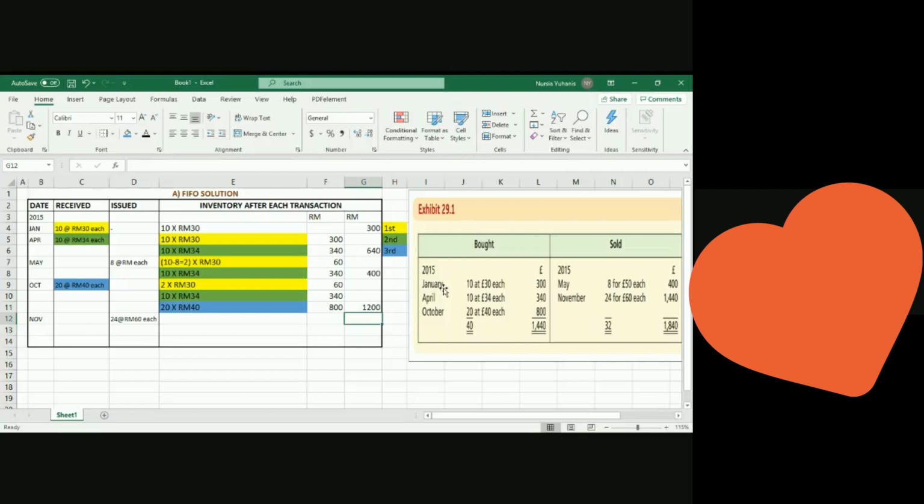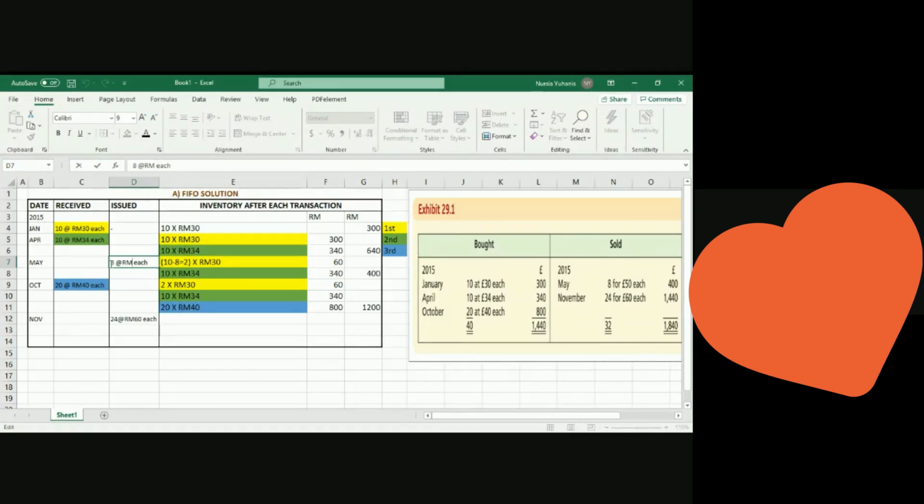Okay, so now we have the last transaction. The last transaction is your sales. During November 2015, you managed to sell 24 materials. 24 materials at 60. Wait, I forgot to mention this one. Previously you sold this at 50, but now we are calculating the cost.